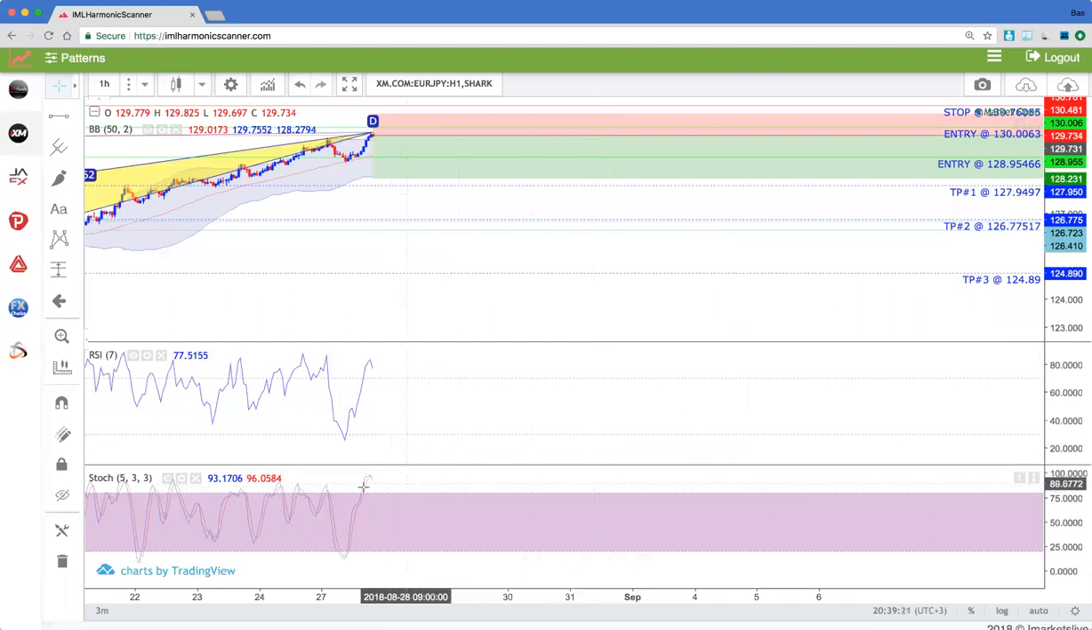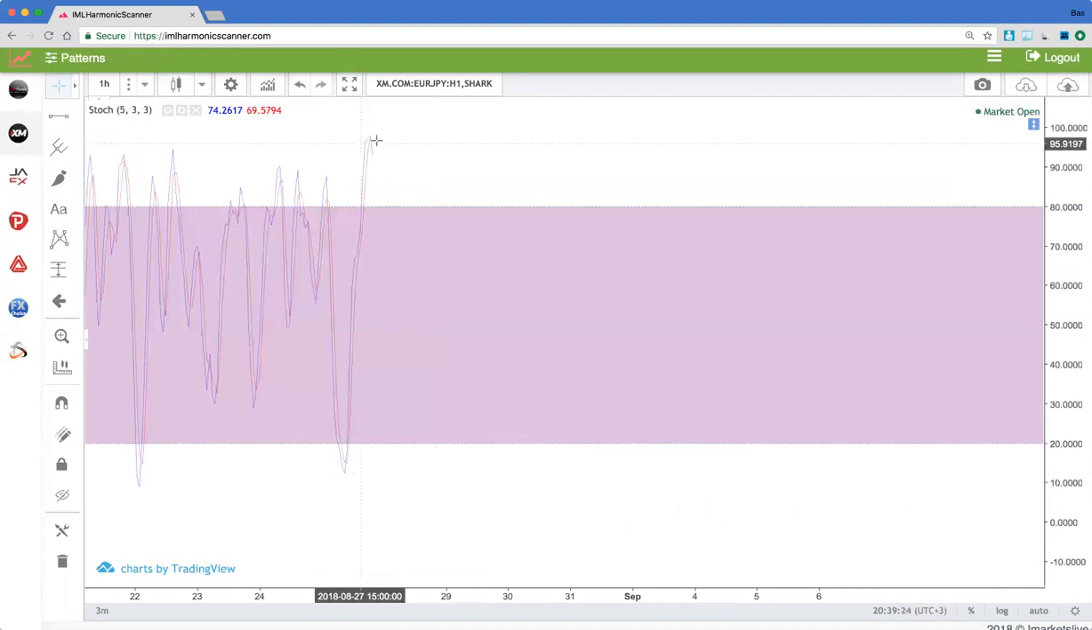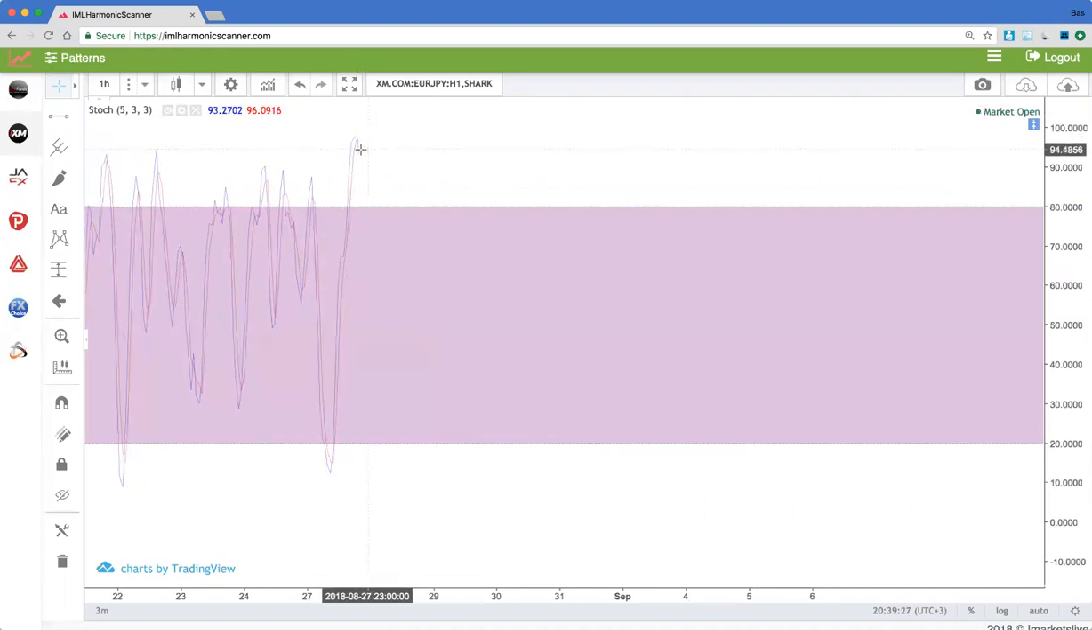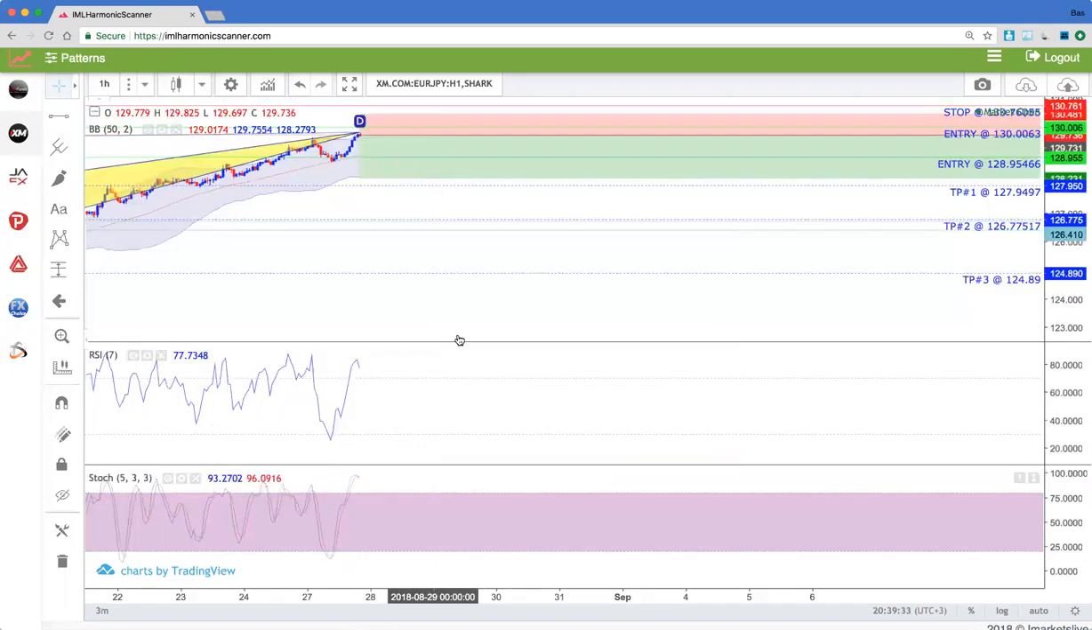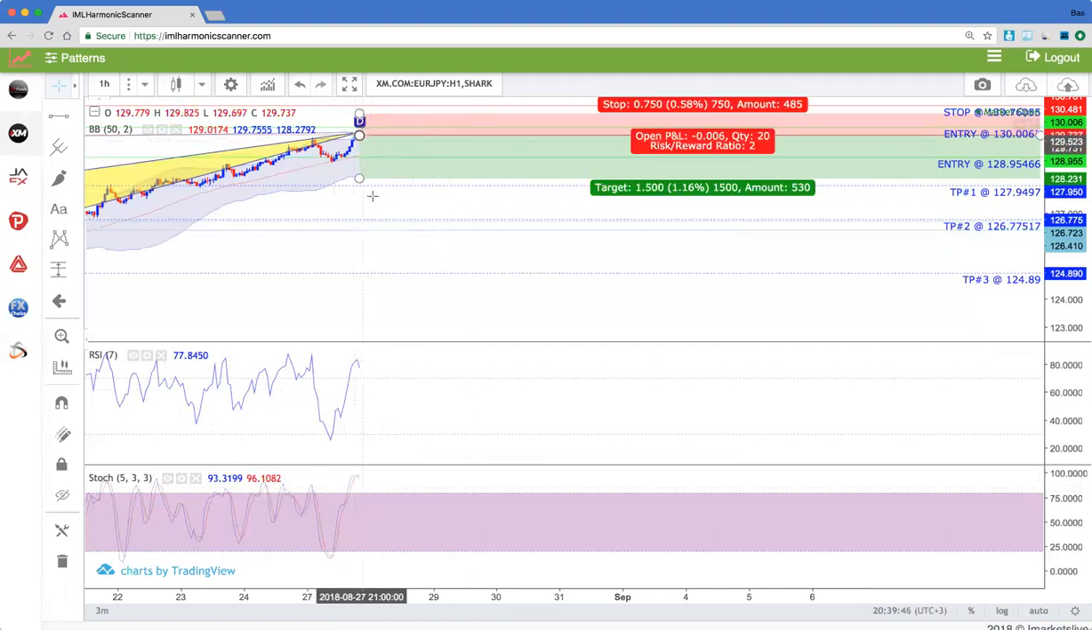And what I want to see here is a cross. So here I just zoomed in on the Stochastic. You see the red line and the blue line are crossing each other. That means that the Stochastic is giving us the kind of green light for a sell. We had an oversold RSI. It's still oversold. It starts to go down. We have a cross. We have the first red candle.